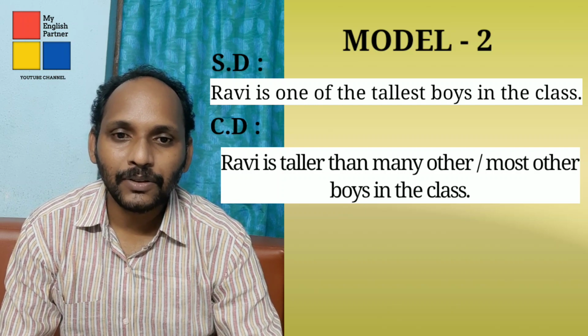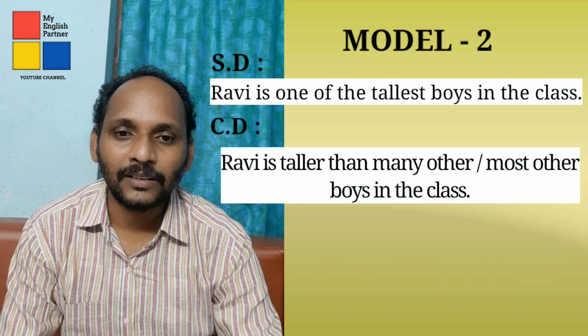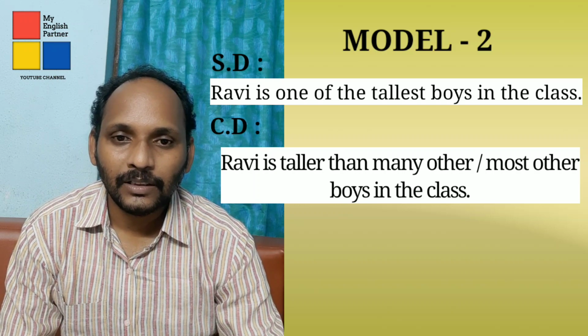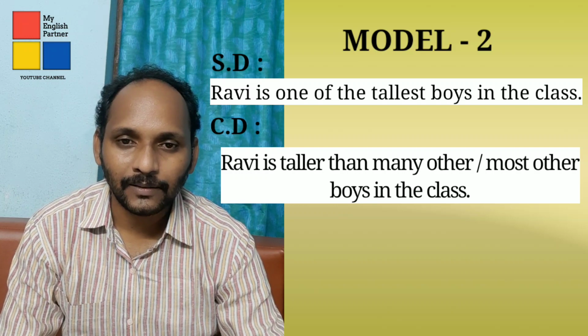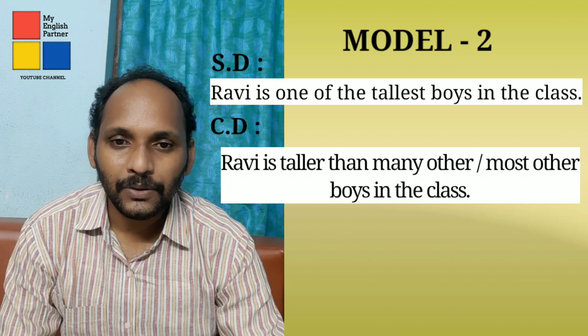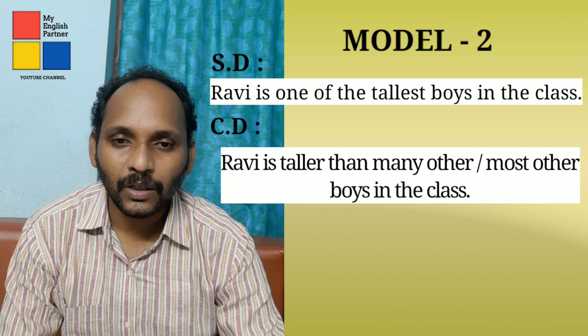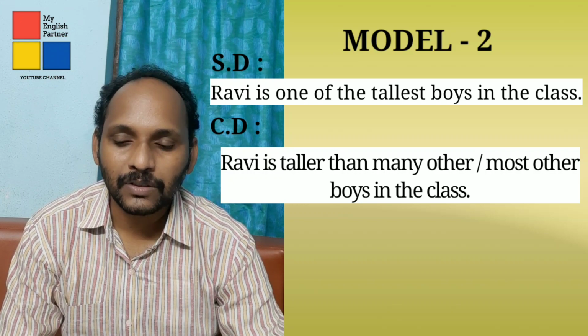Here we have to use "than, many other" or "most other." The last part is "boys in the class." So we have a confusion here. What do we have to use? "Many" can be used before countable nouns. "Most" can be used before uncountable nouns.